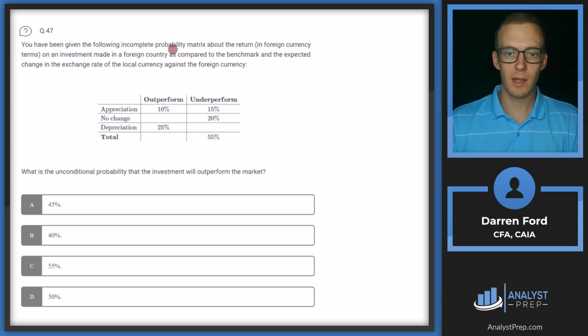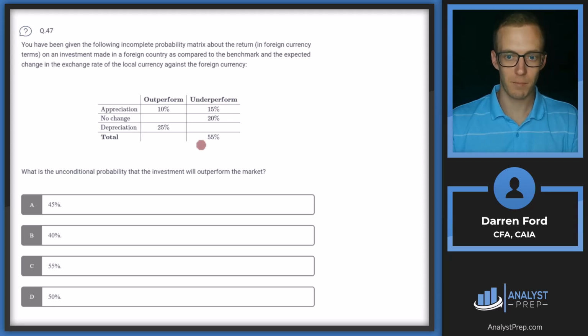Question 47. You've been given the following incomplete probability matrix about the return in foreign currency terms on an investment made in a foreign country as compared to the benchmark and the expected change in the exchange rate of the local currency against the foreign currency. So we've got 2 columns here, outperform or underperform, and then under these different scenarios. So whether we get currency appreciation, no change, or depreciation. So what this table is telling us is if we have appreciation, we have a 10% chance of outperforming and a 15% chance of underperforming.